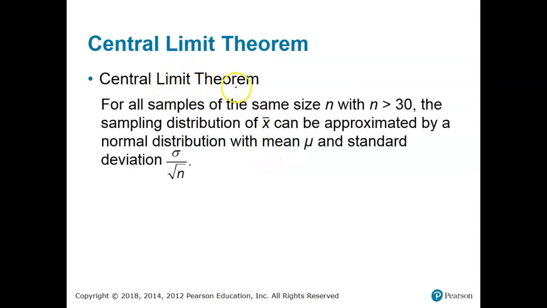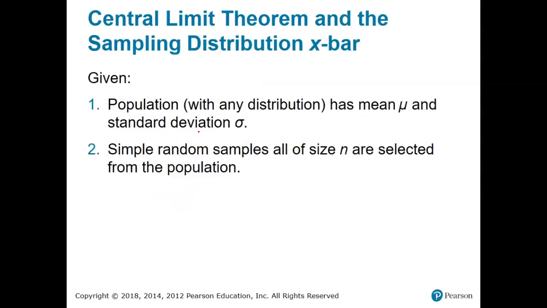Okay, so the central limit theorem says that for all samples of the same size n, with n greater than 30, the sampling distribution of x bar can be approximated by a normal distribution with a mean of mu and a standard deviation of sigma divided by the square root of n. So as n gets larger, we can see that the standard deviation of our sampling distribution of sample means is going to get smaller because this value gets smaller as n gets larger.